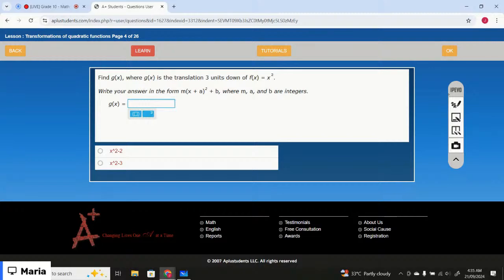Find g of x where g of x is the translation 3 units down of f of x equals x squared. So which is the correct option? That is option number 2, x squared minus 3. Option number 2 is the correct option.